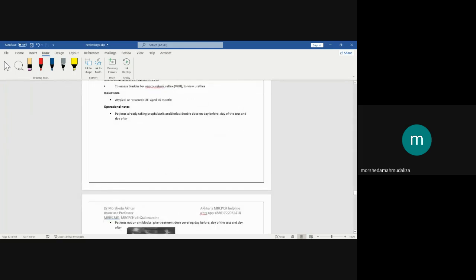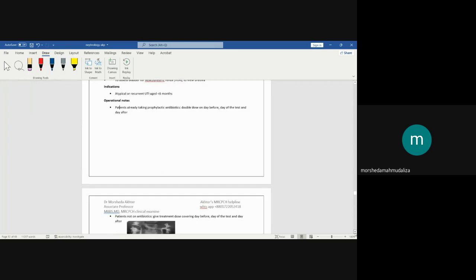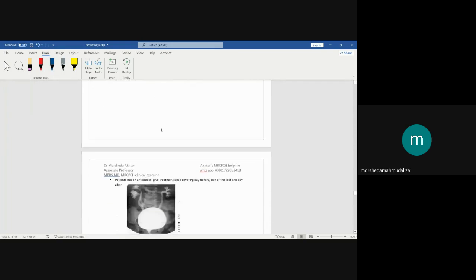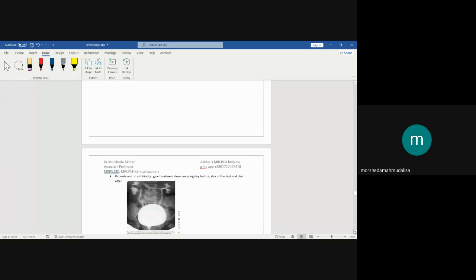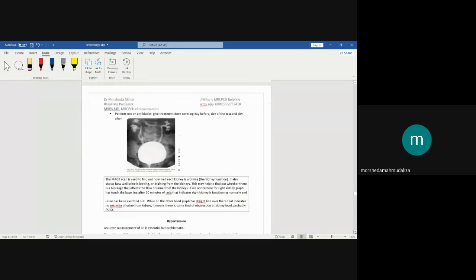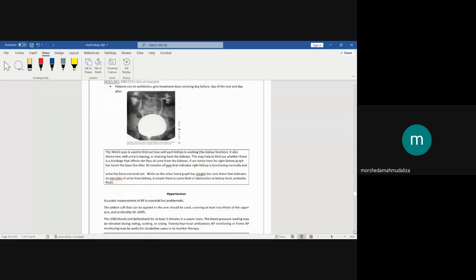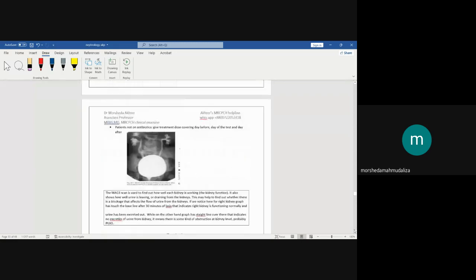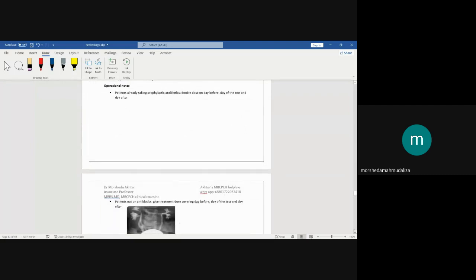Okay, another thing is MCUG, which we just discussed, that is an X-ray where you catheterize the patient, then give the dye, and then you see the bladder outline. Okay, and whether any posterior urethral valve is there. Very important to know the posterior urethral valve. Okay, that is the MCUG, and before the procedure you have to give antibiotics. It is not the prophylactic dose, it is the treatment dose. Okay, double the dose on the day before, day of the test, and day after.